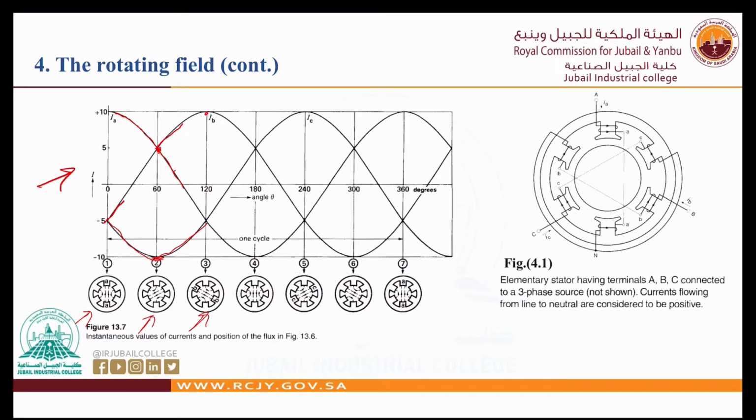Now IA is going down, IC is going up, and IA is going down. So we will have two phases together, either plus or minus, to cause the rotation, right? So again here we will have two phases, which is phase A, phase C, and phase B is going down, right?